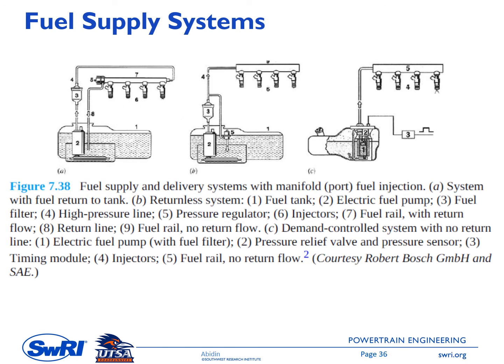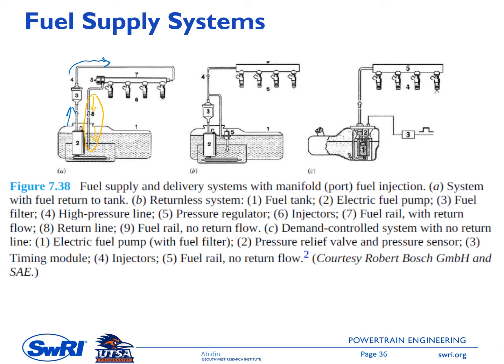This picture is showing different fuel supply and delivery systems with manifold fuel injection. On A, we have a system with fuel return to the tank. So this is the fuel return to the tank, this one. The fuel is pumped, going up through this line, and then some of the fuel will return to the fuel tank through this path.